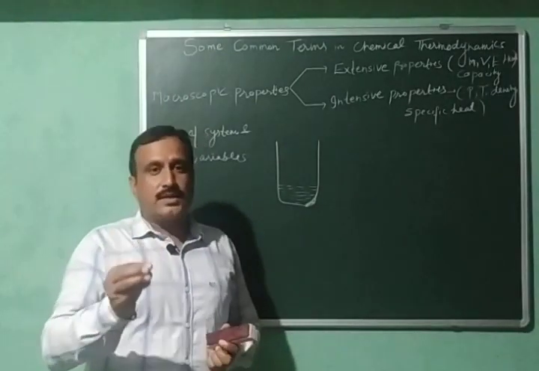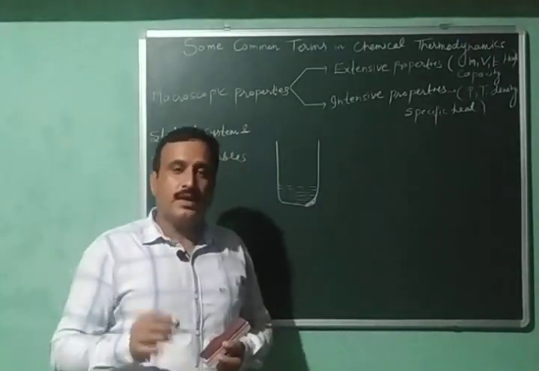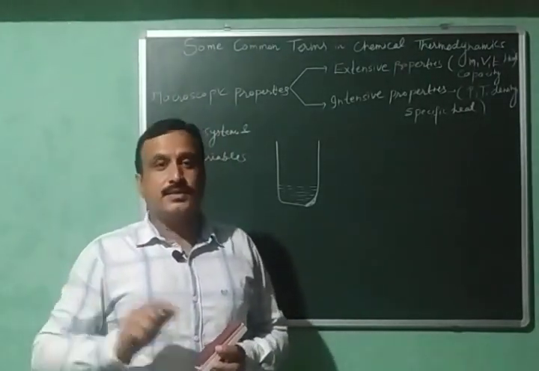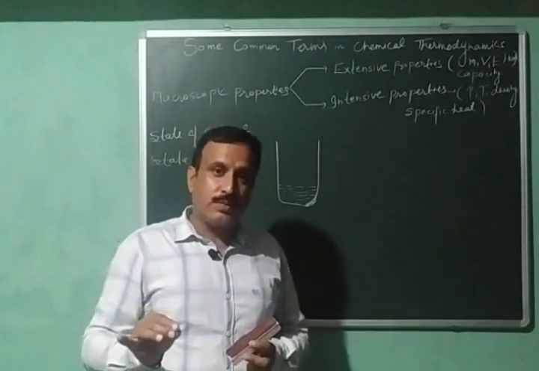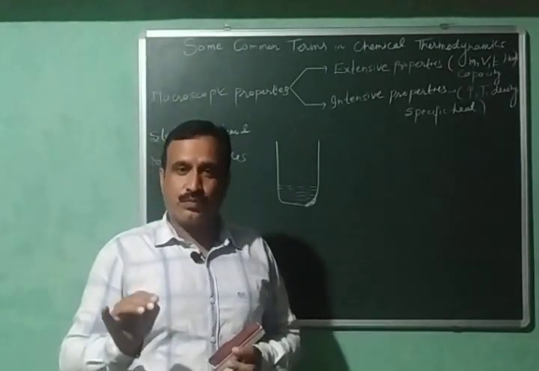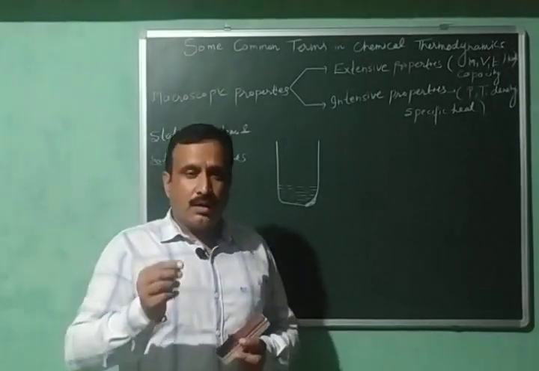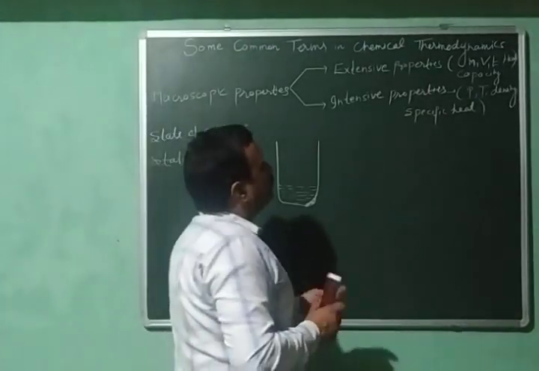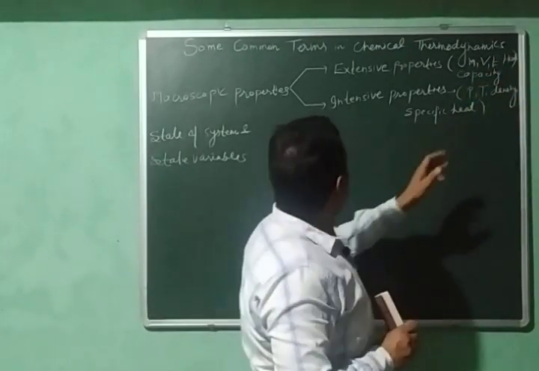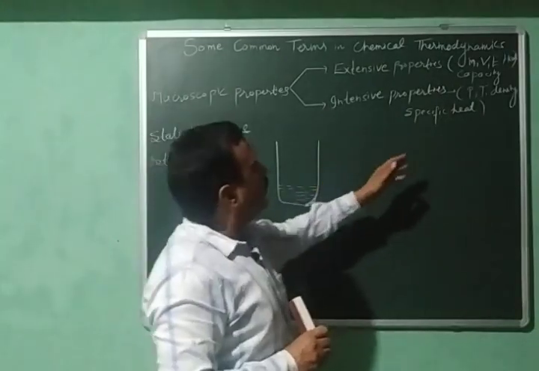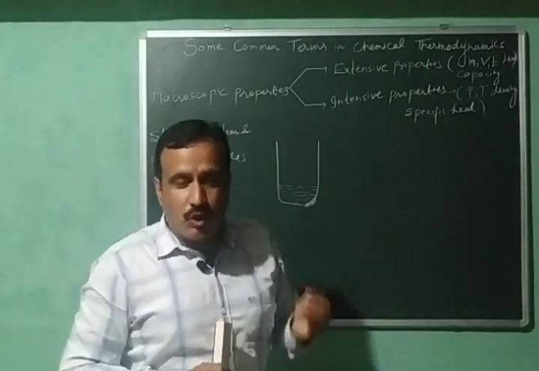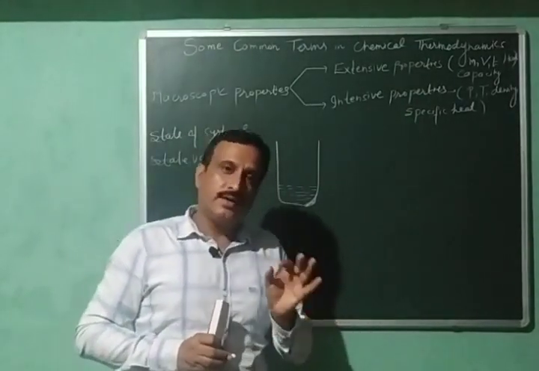So what are extensive properties? Extensive properties are those properties of the system which depend upon the quantity of matter in the system. And intensive properties are those properties which are independent of the quantity of matter present in the system. In extensive properties, we have mass, volume, energy, heat capacity, and in intensive properties, we have pressure, temperature, density, specific heat, surface tension, viscosity, refractive index. These all are intensive properties.